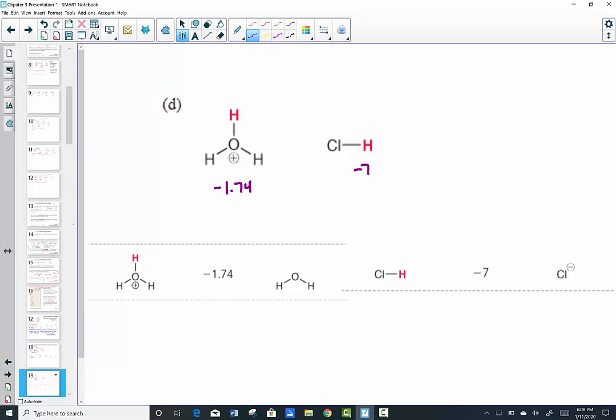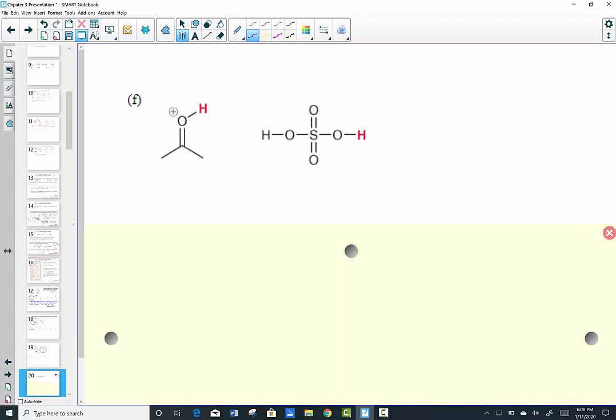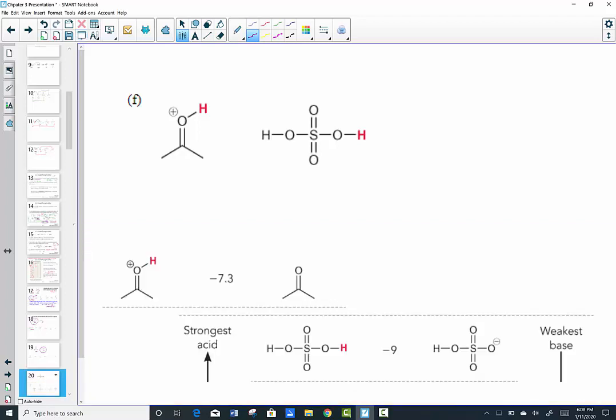Are you ready? I found negative 7.3 and negative 9 on the pKa chart, respectively. The stronger the acid, the smaller the number. Remember, negative numbers on the number line get smaller as you proceed down, right? So negative 9 is a smaller number than negative 7.3. Cool, we're doing it. Super proud of you.